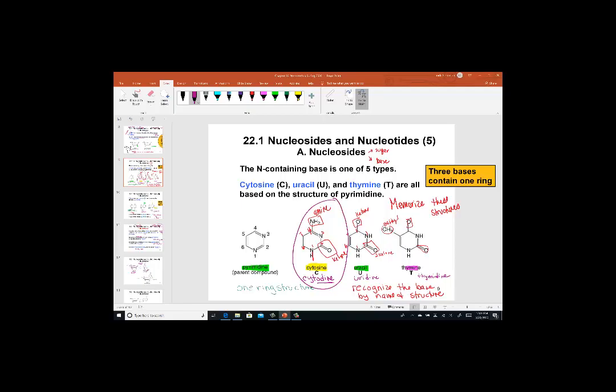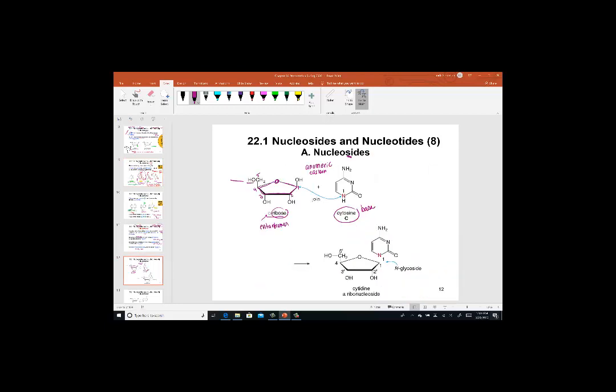We have a 6-membered ring. We have an amine group and a ketone group coming out of that structure. So that's what we're drawing here once again. Remember, repetition's our friend as we're learning. So each time you draw, you're learning to commit to memory the structures of these bases.